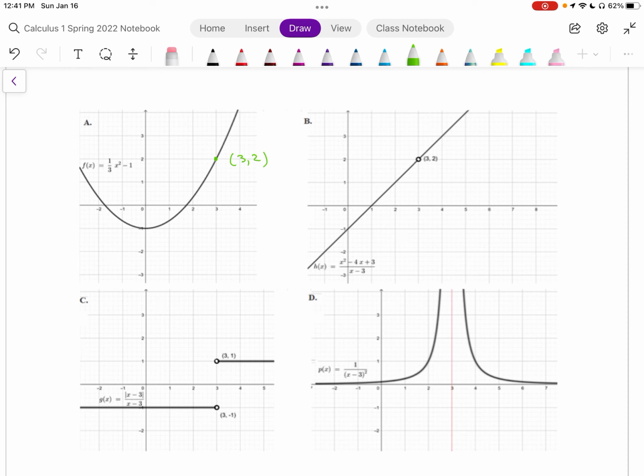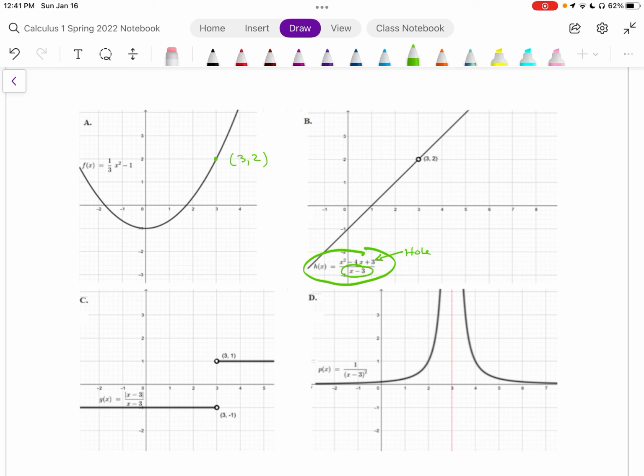All right, in B, to the right, as you can see, that's a straight line with a hole in it. And if you remember our talk about rational functions, if you factored the top, you would see that there's an x minus 3, and this x minus 3 and the top x minus 3 would cancel. And because they cancel, there's a hole. Okay, so that creates a hole because they cancel. So if you look at the graph, you see that there's a hole there.